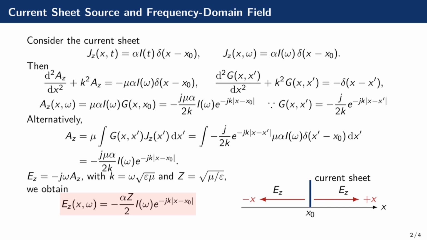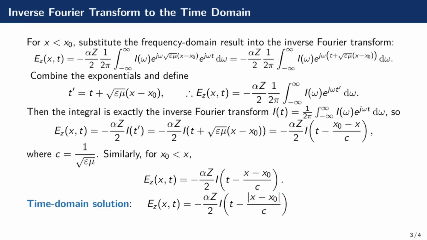So, in the frequency domain, we have obtained the electric field by using the green function. The form is different in the two regions, x less than x0 and x0 less than x. The difference is only the sign and the exponential. This already gives the solution in the frequency domain. However, this time I would like to find the solution in the time domain, not in terms of the frequency spectrum omega. So let us take the inverse Fourier transform.